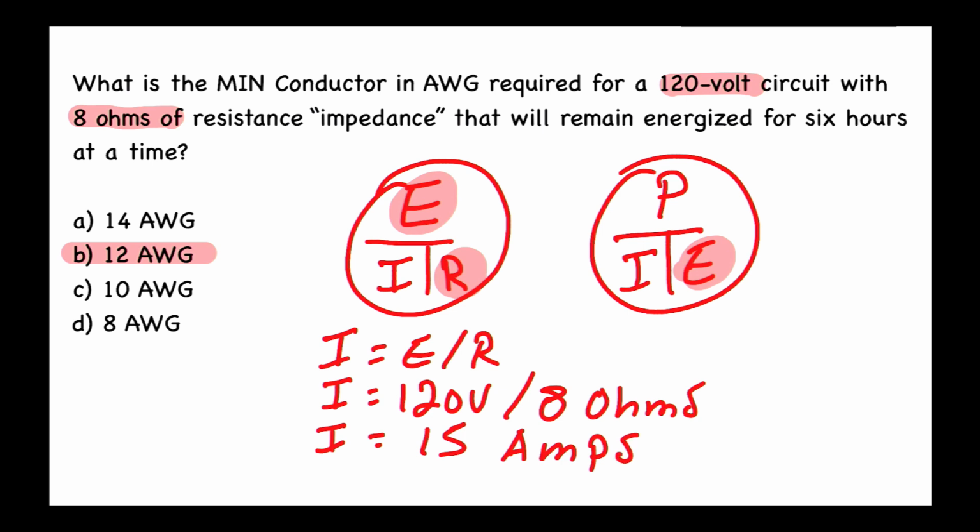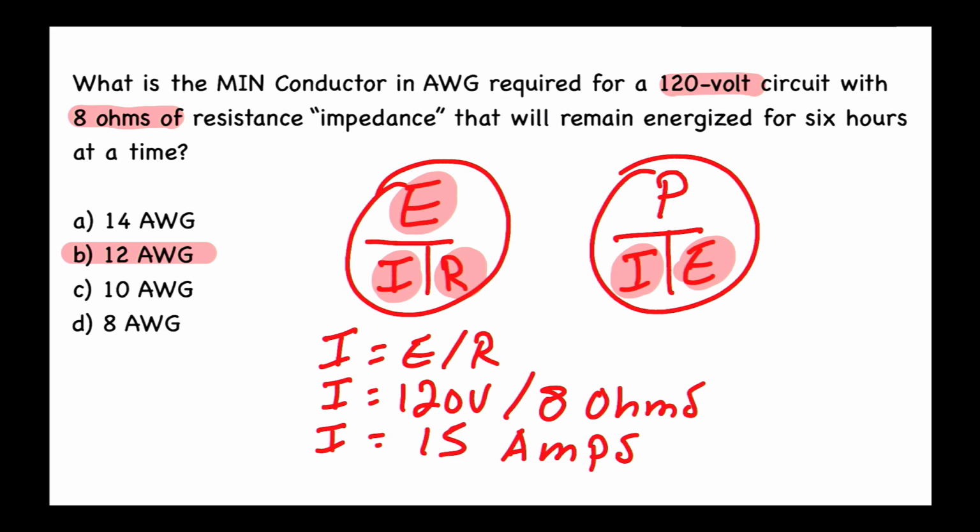All right, so now I know what I is. I know what I is over here in Ohm's law, and I also know what I is over here in PIE. So if I wanted to calculate the watts or the VA, I could, because now I have enough information with the PIE formula to calculate that. So you see, these two formulas are interrelated. So when you write one, write the other, and it might help you find the answer a lot quicker.